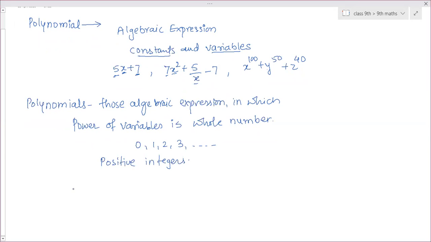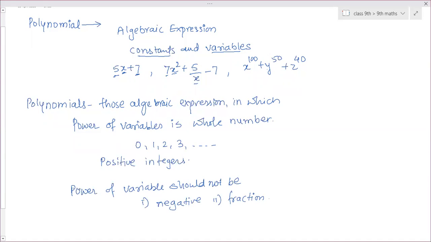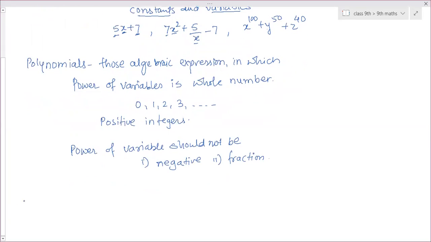The condition is that the power of a variable should not be negative as well as a fraction. If it is, then it is not a polynomial. If any variable has a negative power, then it is not a polynomial. If there is any variable which has a fraction power, then also it is not a polynomial.